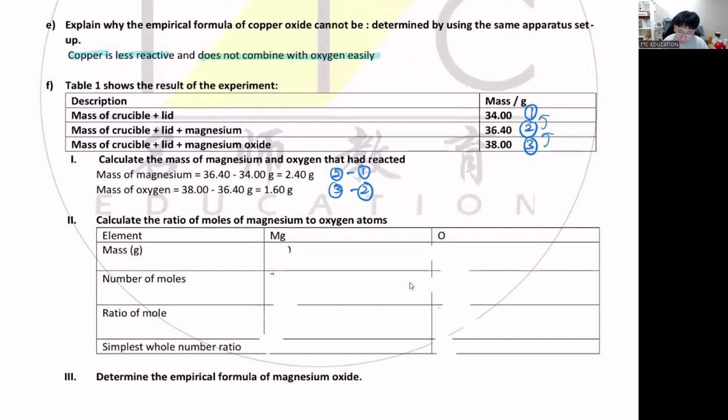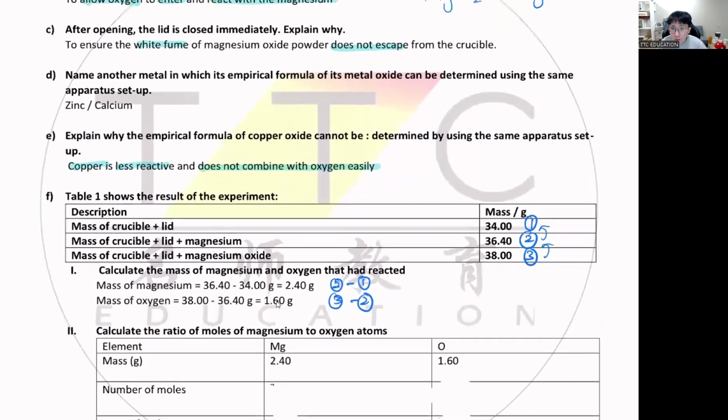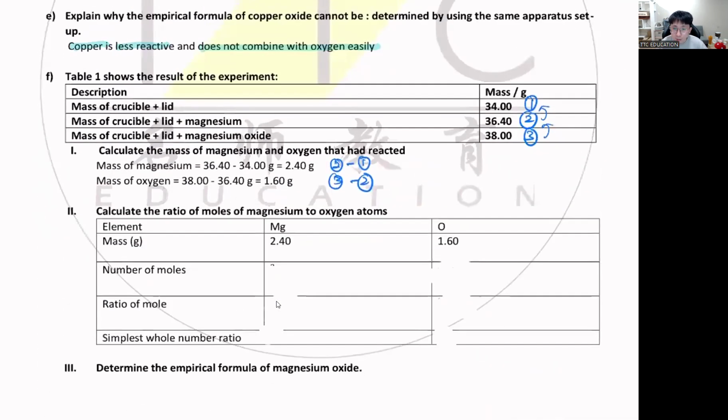Okay, so you put in the calculation, put in the mass. How to calculate number of mole? Divide by the molar mass. So is the molar mass given? He never gave you, but never mind, I give you. Magnesium is 24, oxygen is 16. Guys, this one is always provided in the question, so don't worry about this.